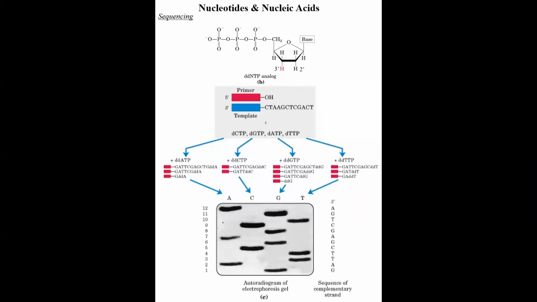Basically, this is the overall picture of how the dideoxy nucleotide chain termination reaction can be used to sequence a DNA. This is the structure of ddNTP, where a 3-phosphate group along with this ribose sugar and a base is attached. Okay, this is the analog actually.